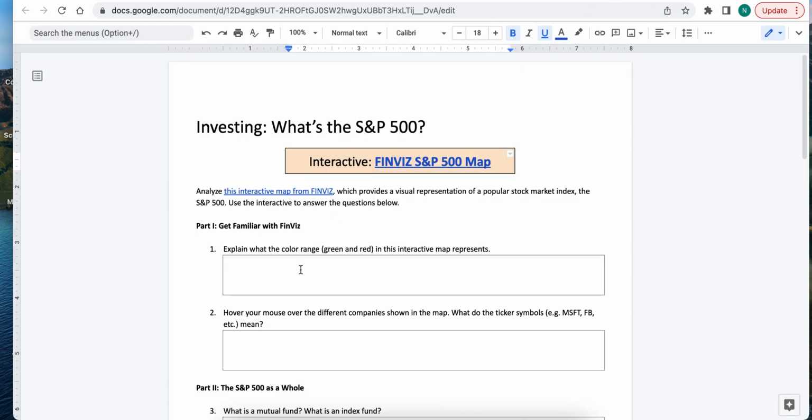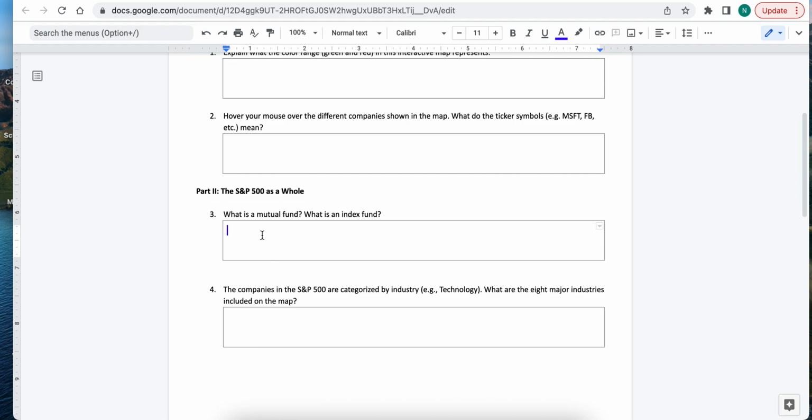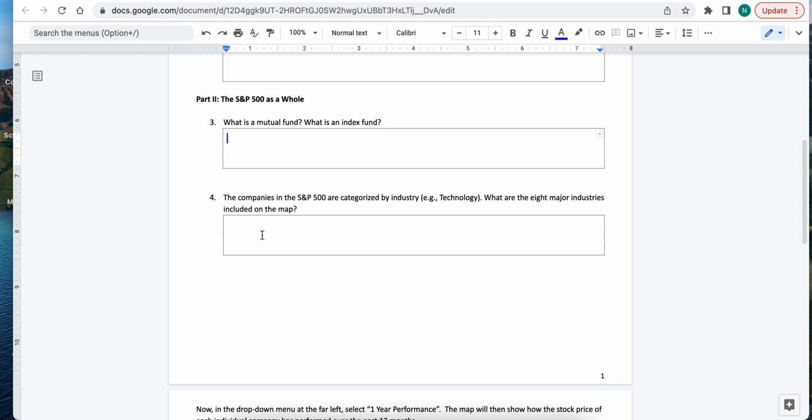Over on our assignment, I ask you what the color range is. What do you think green means? What do you think red means? You're going to identify what ticker symbols mean. You are going to pull from either your memory, your notes, or the Google Slides what a mutual fund is and what an index fund is, just to recap those terms. You're going to look through the map and identify the 8 major industries that are included in the Standard & Poor's 500.